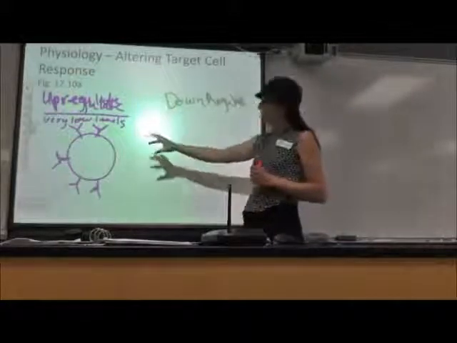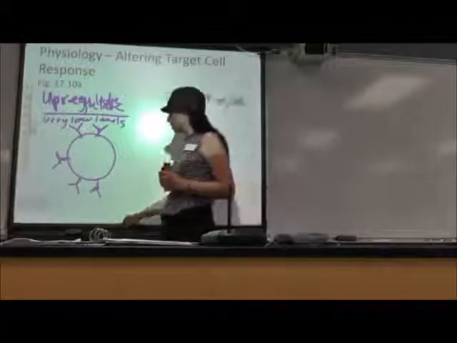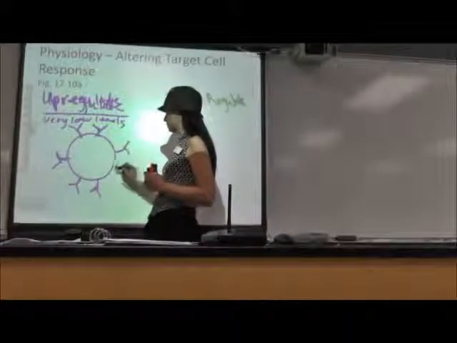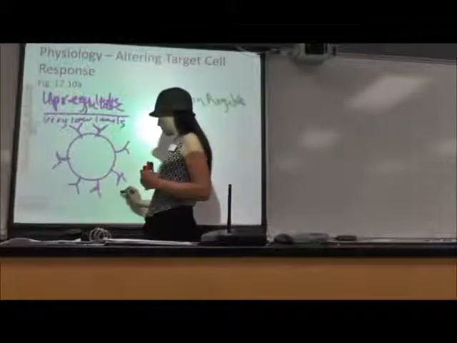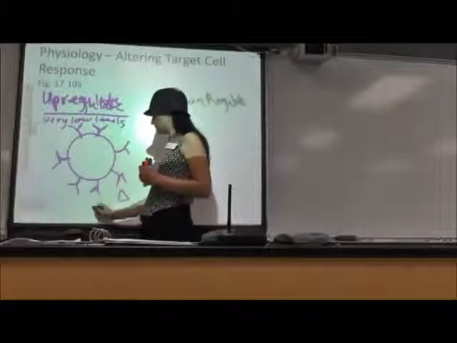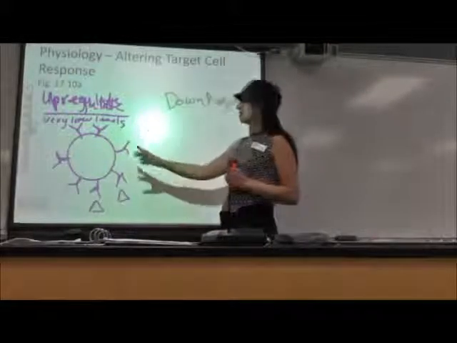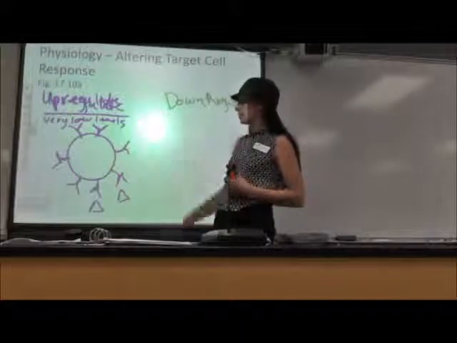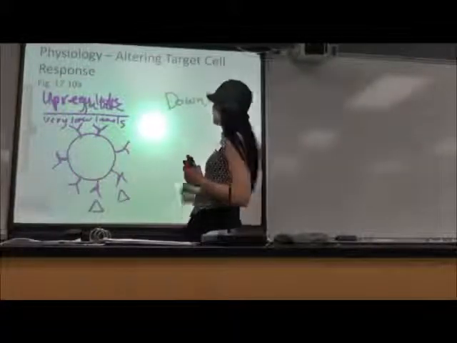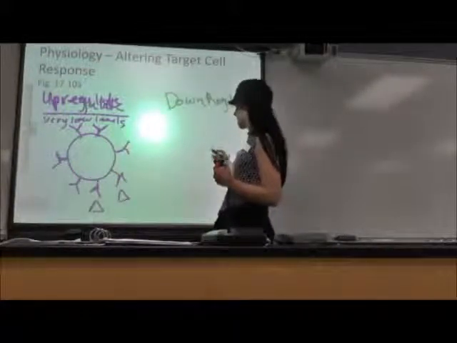So target cells will upregulate their receptors, which will make them more sensitive to the circulating levels of whatever hormone it is. So if we've got just a couple hormone molecules floating about in the system, then the target cells can upregulate their receptors so that they're more sensitive. Downregulation is what happens in the other case.